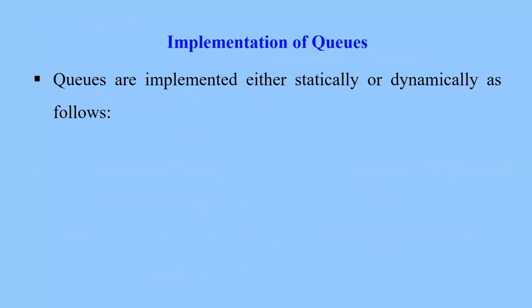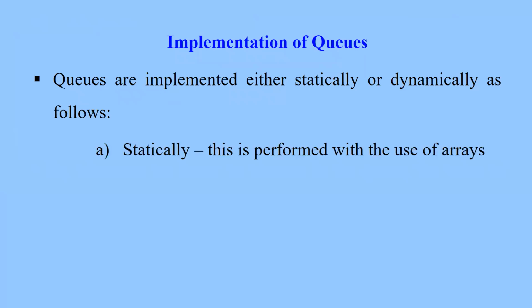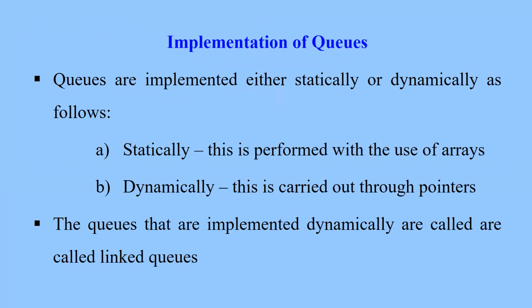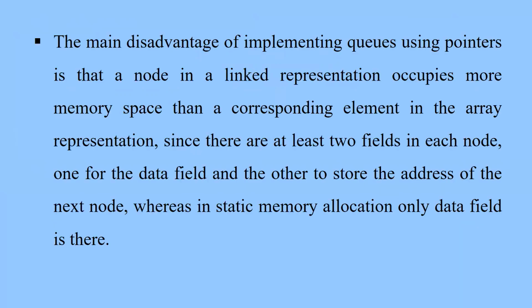How do we implement queues? Queues are implemented either statically or dynamically as follows. 1, statically. This is performed with the use of arrays. Dynamically, by use of pointers. The queues that are implemented dynamically are called linked queues.